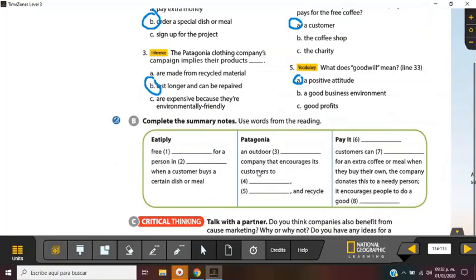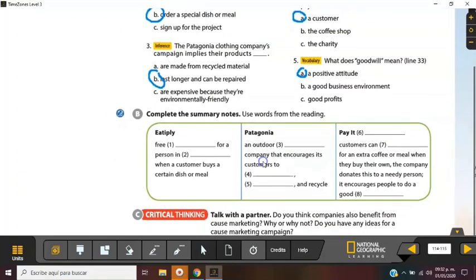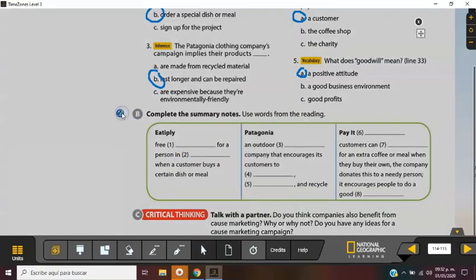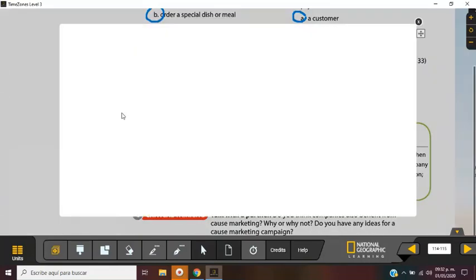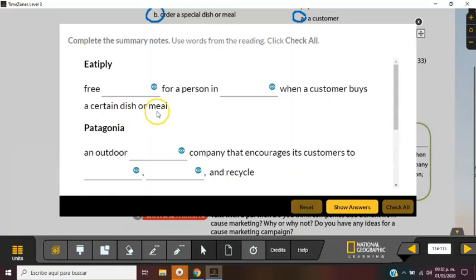Complete the summary notes. Use words from the reading. Multiply, Patagonia, and pay it. Okay, so number 1, I'm going to open this because it's going to be easier for me to write and read it. Meal, free meal for a person. That's really easy when a customer buys a certain dish or meal in need.